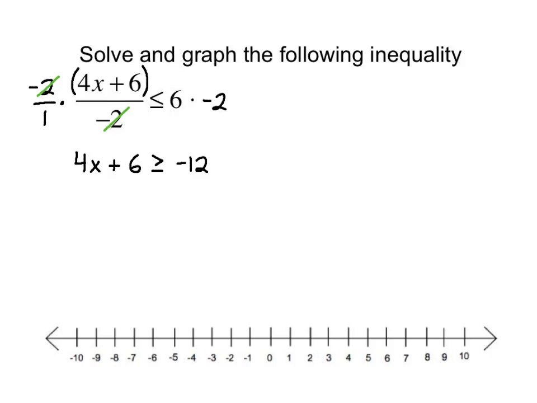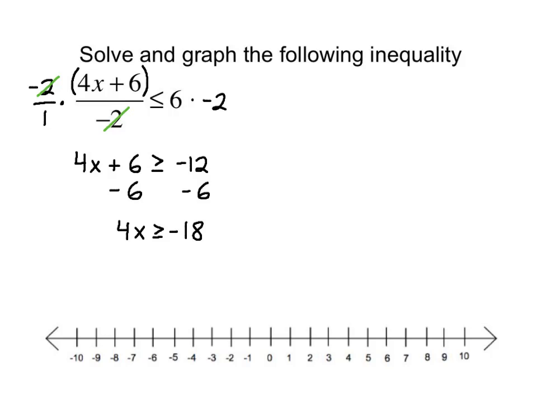So the next thing I'm going to do is subtract 6 from both sides. Again, I had two operations, multiplication and addition. By inverse order of operations, the first thing I should undo is the addition by subtracting 6. So notice that this gives me that 4x is greater than or equal to negative 18. And some of you might be saying, well, that's a negative 6, that's a negative number. Shouldn't we be changing the sign? And the answer is no. Only when we multiply or divide by a negative do we change the sign.